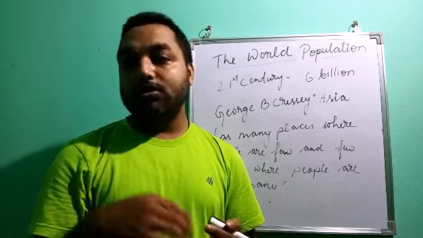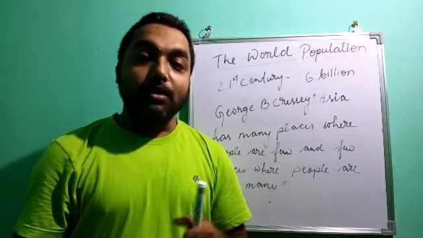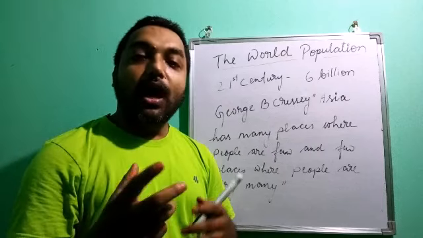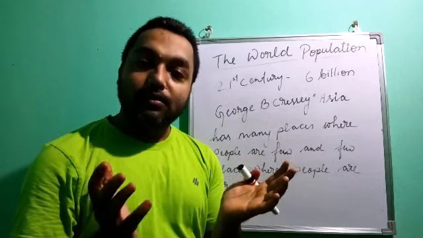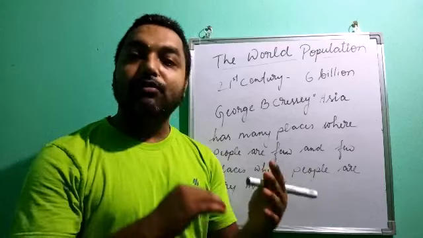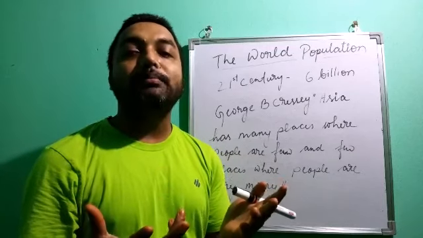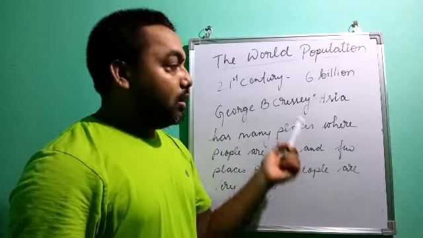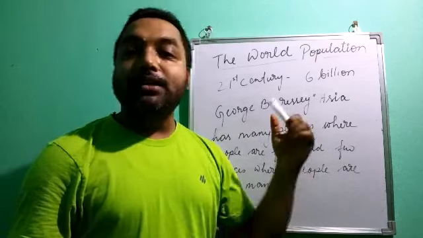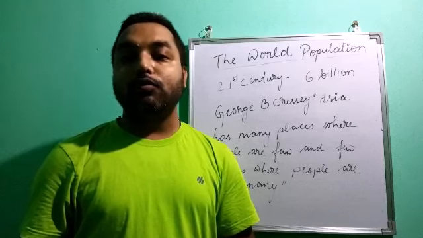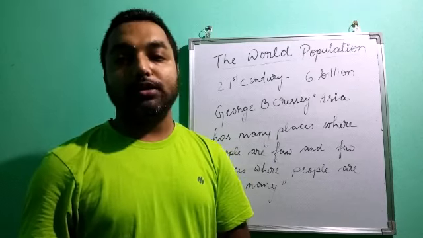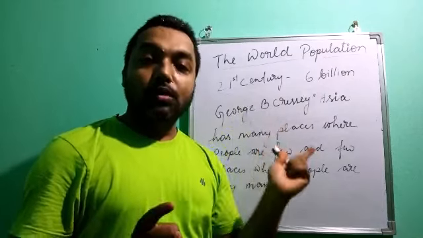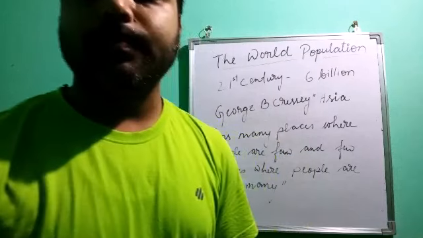So why is it so? There are many factors related to it, but the reality is that there are few places where many people live, and many places where very few people live. This is the condition with the pattern of world population distribution. So first we will start with the pattern of world population distribution.